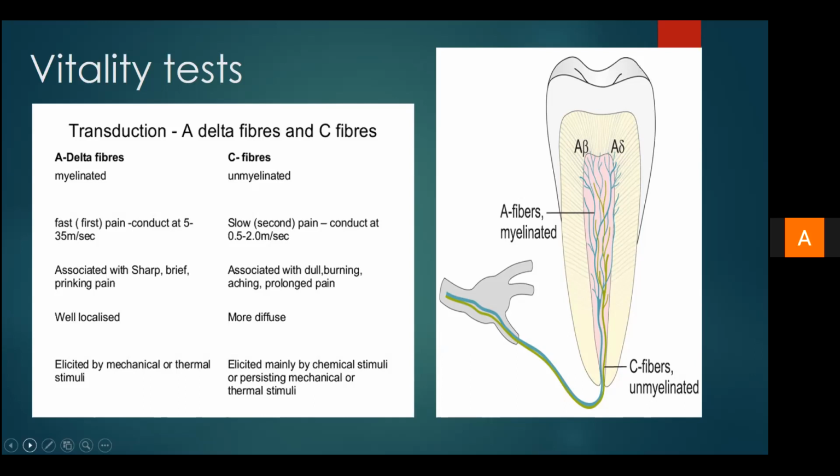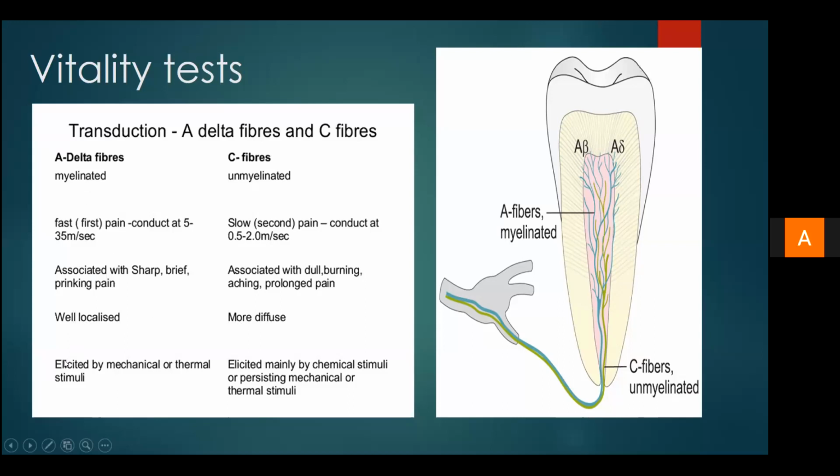They're very slow. First of all, the distribution is very important. As you can see in the diagram, A delta fibers are located in the odontoblastic zone of the pulp, at the junction of dentine and the pulp. They're distributed over here, whereas C fibers run from this side to the middle region of the tooth. They are involved in the very deep pulpal core. A delta fibers are associated with sharp, brief, and pricking pain, whereas C fibers are associated with dull, burning, aching, and prolonged pain. A delta fibers are well localized, whereas C fibers are more diffuse.